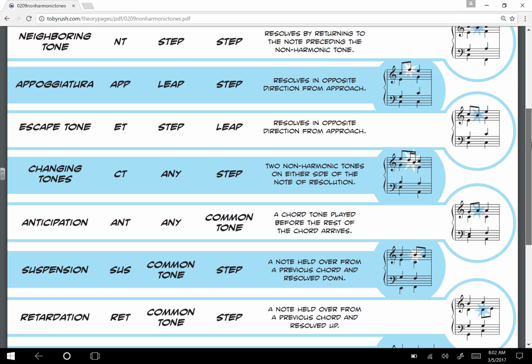The next one, retardation, abbreviated RET, is approached with a common tone and resolved by a step. Special notes for the retardation: retardations are non-chord tones where a note is held over from a previous chord and resolves up. Keyword: up. As in the musical example, we have the D as our retardation non-harmonic tone. Let's take a listen to this musical example.